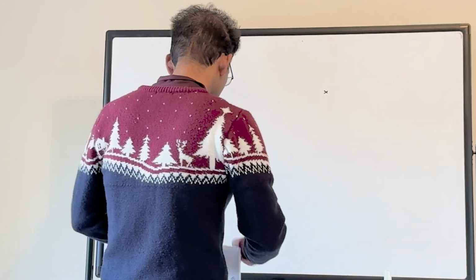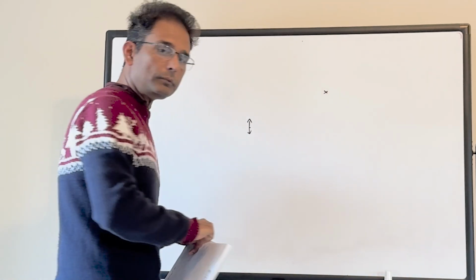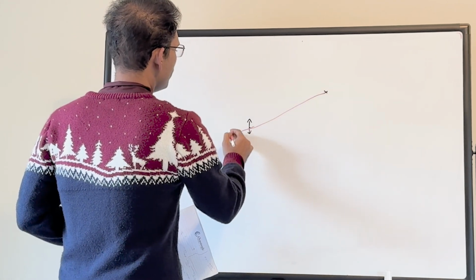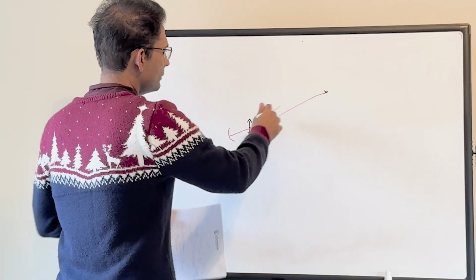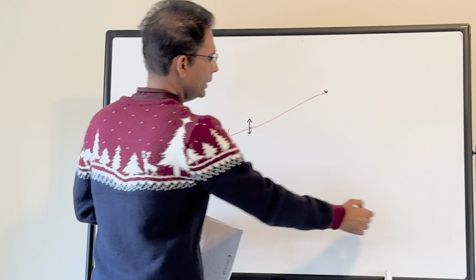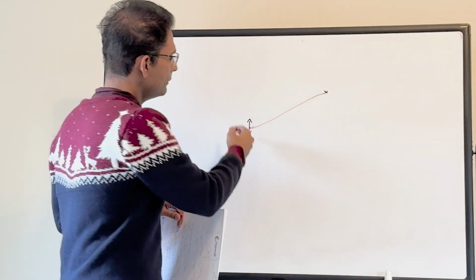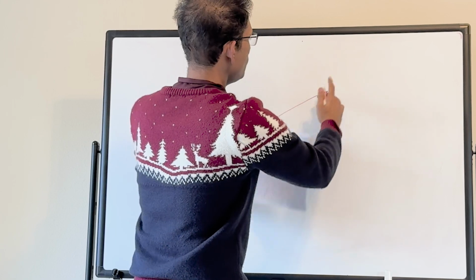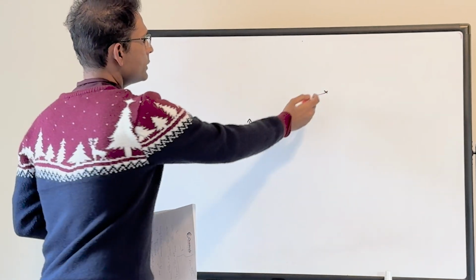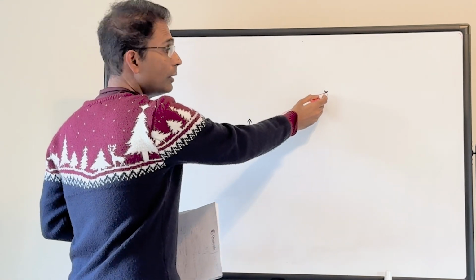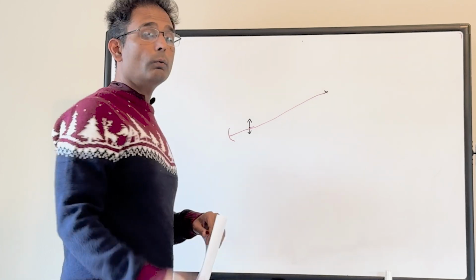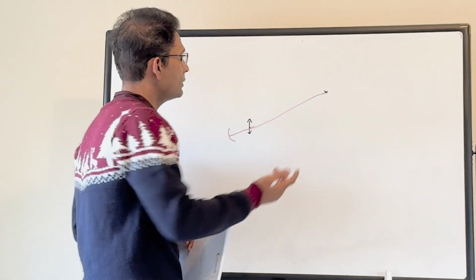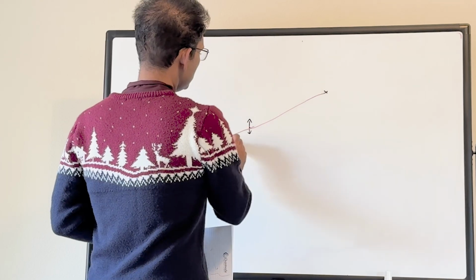Maybe I can use a different color. So this is the wave front for this absorber electron. Remember, the advanced wave has this wave front, and it's just coming toward this point. This is for this charge, the absorber electron. By the way, when I say charge, I mean an electron. I'm using these interchangeably. So for this one, you have this.